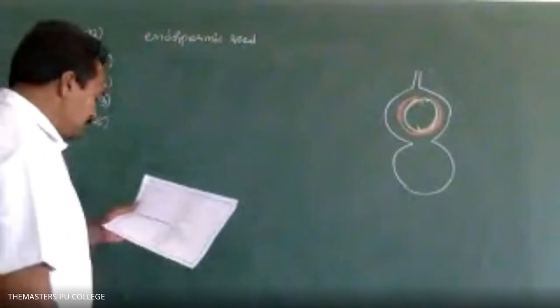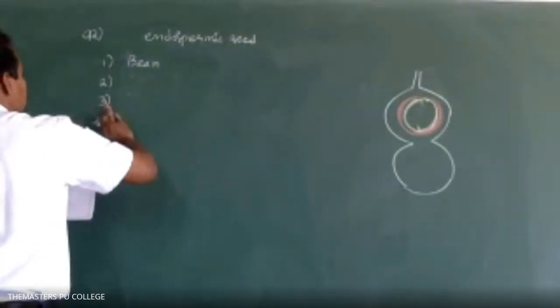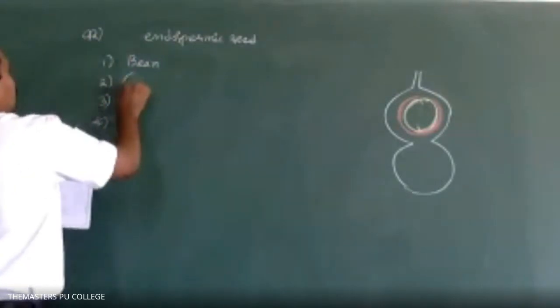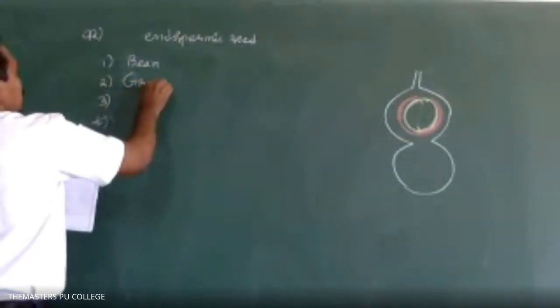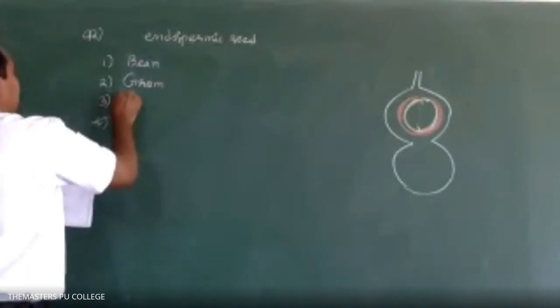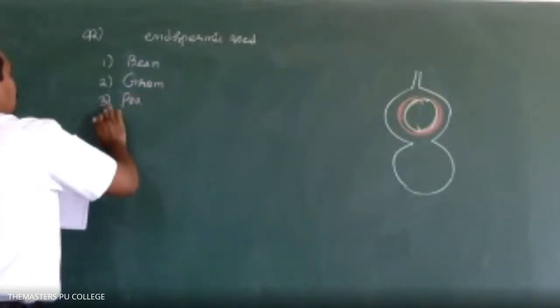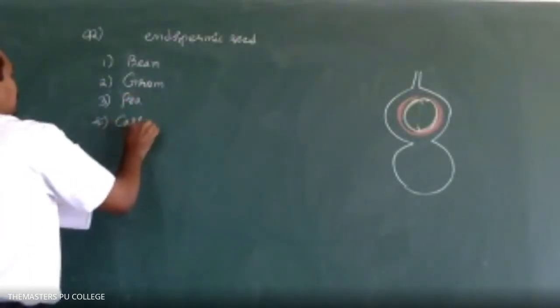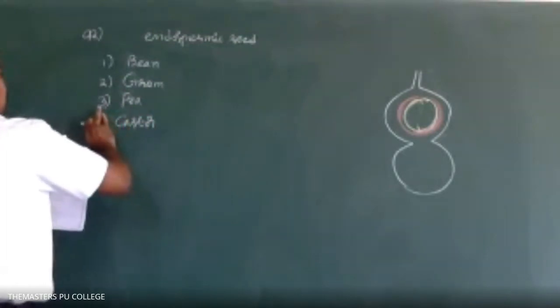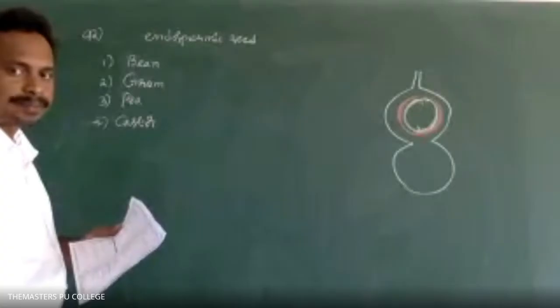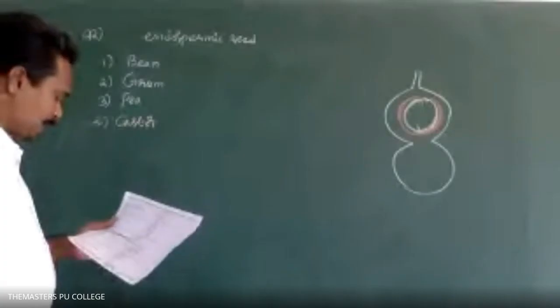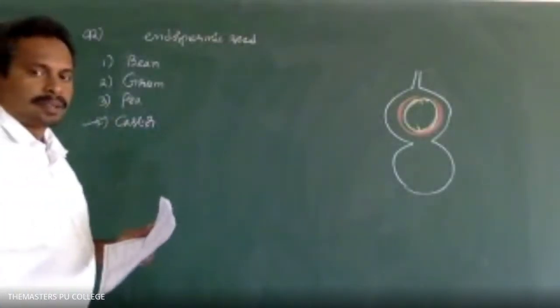Option 1 is bean, option 2 is gram, option 3 is pea, option 4 is castor. What is the answer for this question? Please message me the answer in the chat box. Option 4, castor. Very good. Option 4 is correct.